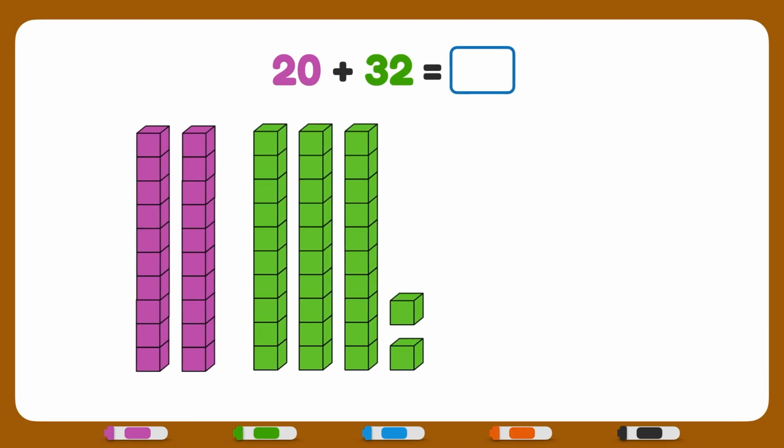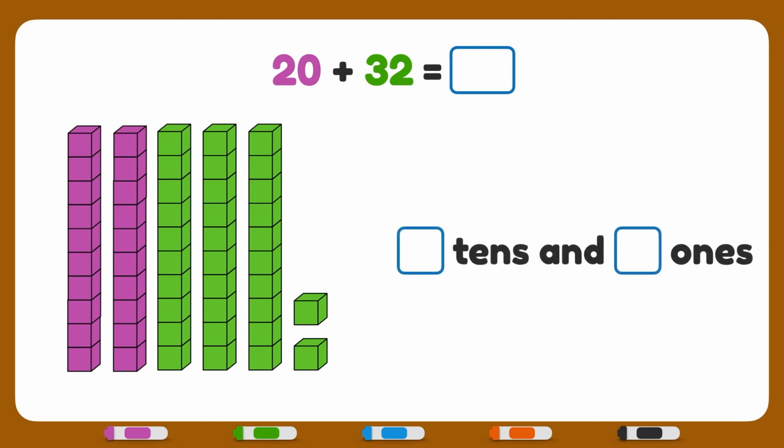Let's count the blocks to see how many 10s and 1s we have in all. We can count the 10s first. The number 20 has 2 10s. Then we'll add 3 more. 3, 4, 5. We have 5 10s in all. Now let's count the 1s. 1, 2. There are 2 1s. We have 5 10s and 2 1s, which is the same as 52. This means that 20 plus 32 equals 52.